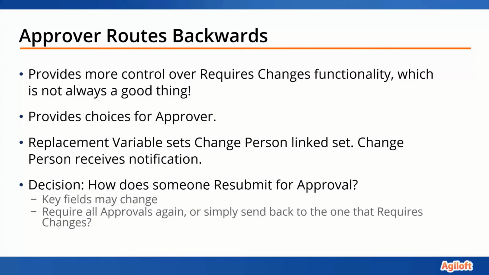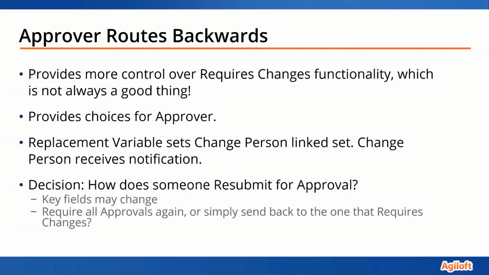Next, we are going to look at approvers routing backwards. This gives approvers the ability to require changes from an individual from the contract. Remember, providing more control of required changes functionality may not always be a good thing, since it is an extra piece for your users to worry about or possibly mess up. But it can save a lot of time, since the approvers will direct the questions to the correct people right away, cutting out the middleman.